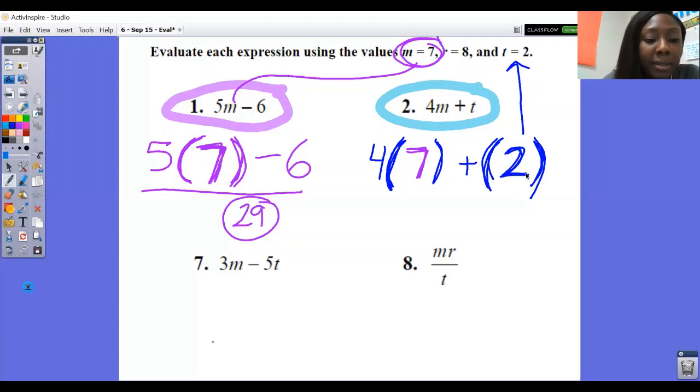And once again, I'm going to pop the calculator back up, and I'm going to put 4 parentheses 7. Yes, you must use the parentheses because the calculator needs to know that it's multiplication going on. Plus, and then parentheses again for your 2. You never know if something might be negative or not. And then you press enter and see what it is. And I'm getting 30 this time. I'll put my calculator back up.